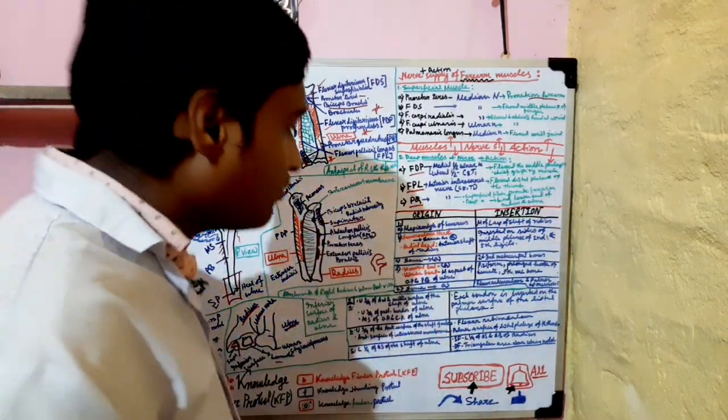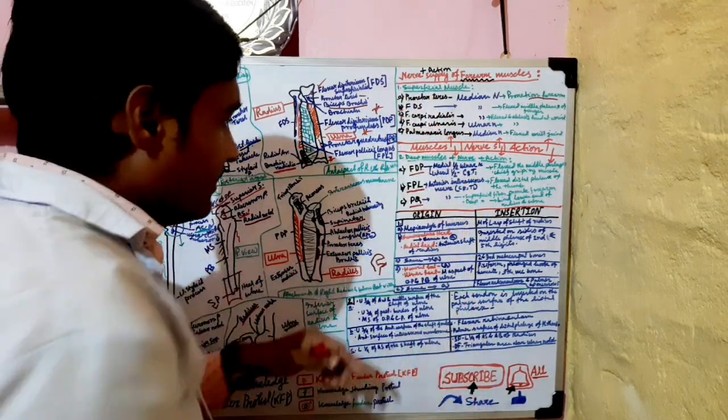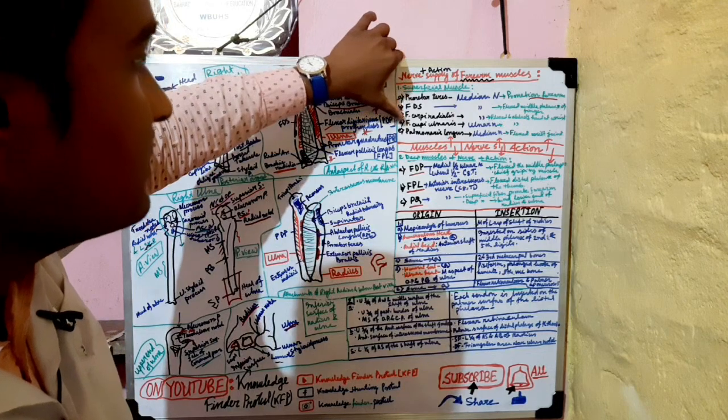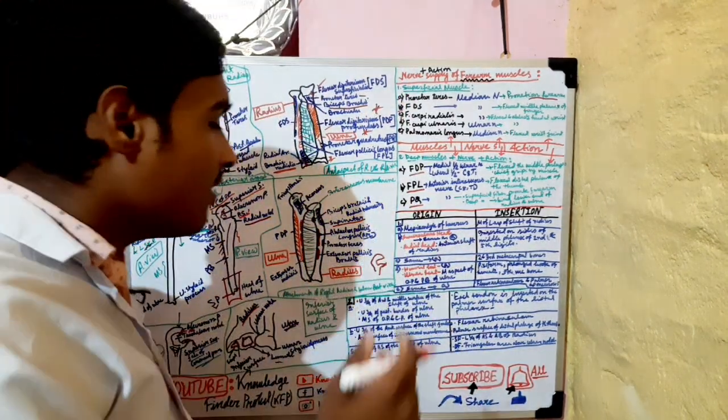Okay, what is the origin of the pronator teres? Here is the ABCDE. A means pronator teres, B means FDS, C means flexor carpi radialis, D means flexor carpi ulnaris, and E means palmaris longus. Okay, here you can see, and you can just screenshot this video.